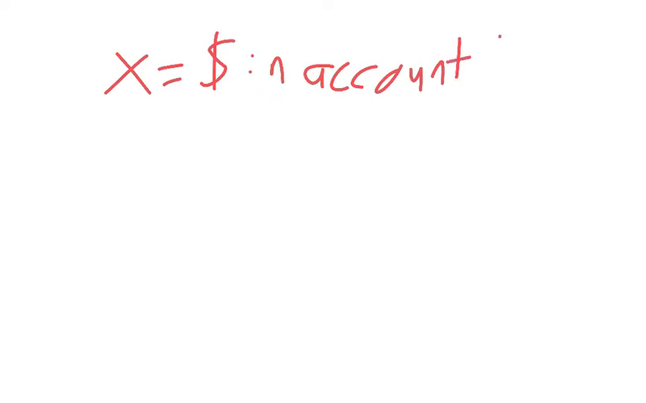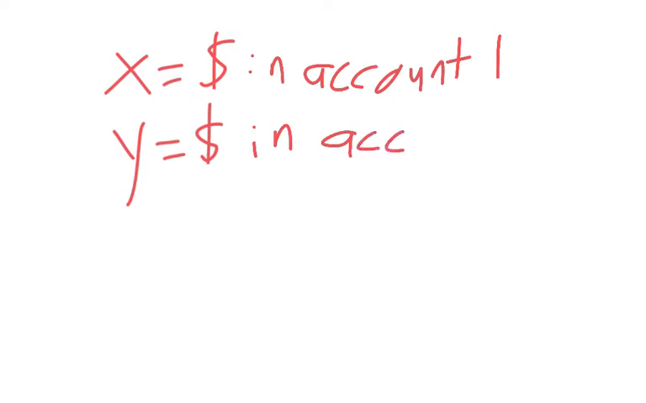Okay, Perry invests $10,400 in two different accounts. So I'm going to let X be the money in account 1, and I'm going to let Y be the money in account 2. Okay, the first account paid 7%. The second account paid 12% in interest. At the end of the first year, he had earned $1,018 in interest. How much was in each account?